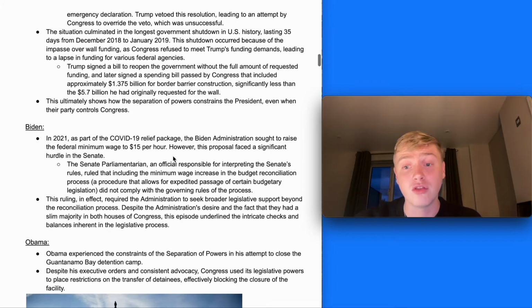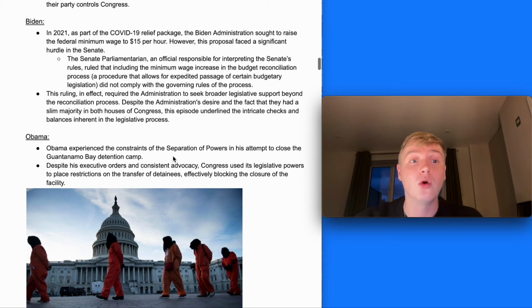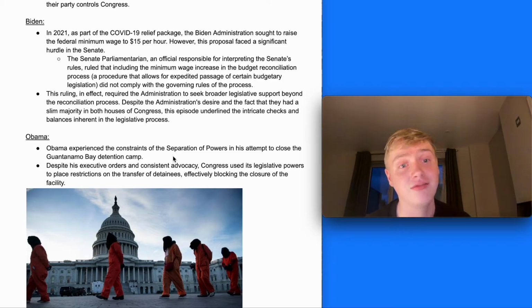In terms of an example from the Biden administration, in 2021, as part of the COVID-19 relief package, the Biden administration sought to raise the federal minimum wage to $15 per hour. This faced a significant hurdle in the Senate, and the Senate parliamentarian, the official responsible for interpreting the Senate's rules, ruled that including the minimum wage increase in the budget reconciliation process didn't comply with the governing rules of the process. And this effectively required the administration to seek broader legislative support beyond the reconciliation process.